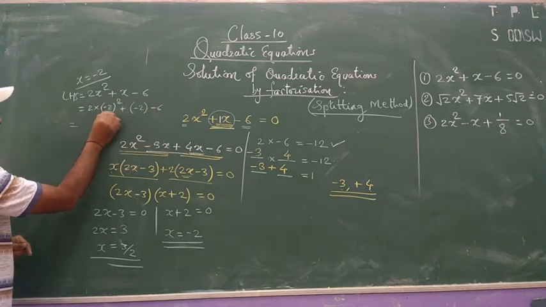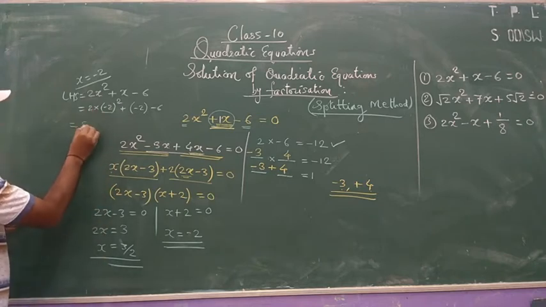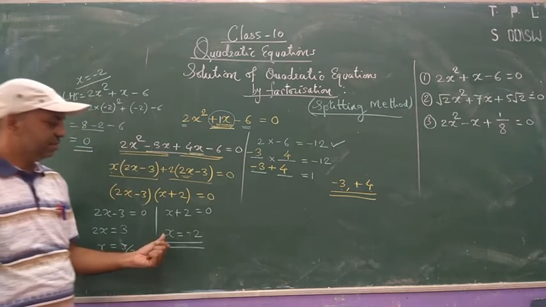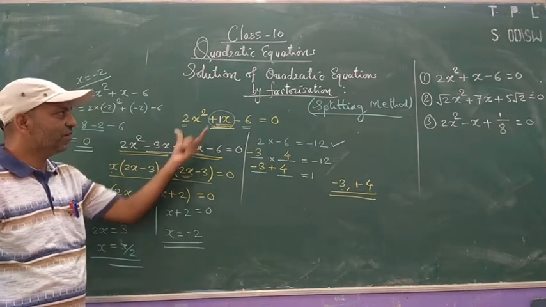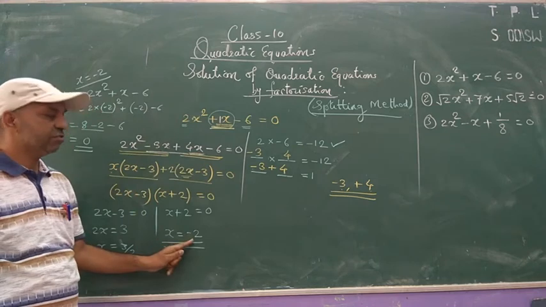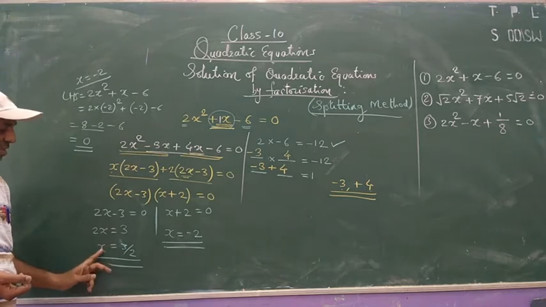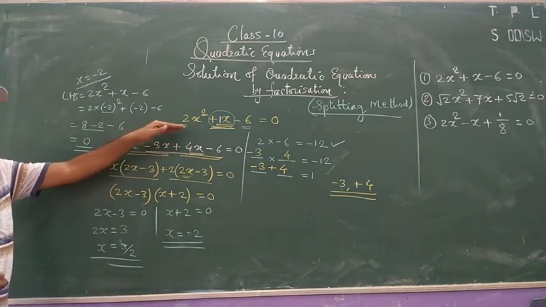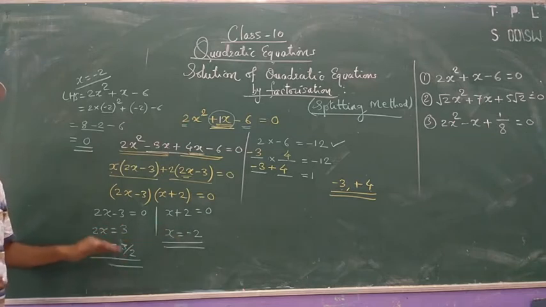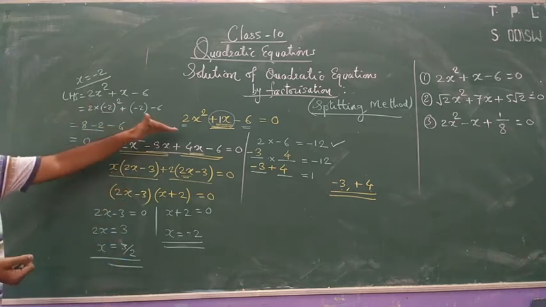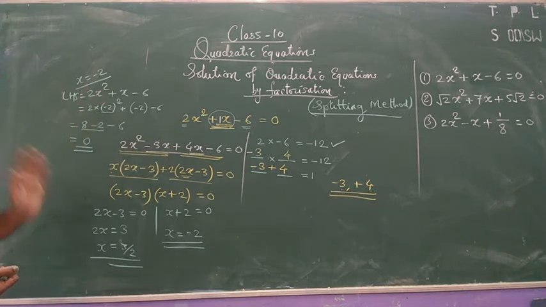So (-2) square is 4, 4 into 2 is 8, then -2 minus 6. So 8 minus 2 is 6, 6 minus 6 is 0. It means this value of x, that is -2, satisfies this equation. Means x is equal to -2 is the root of this quadratic equation. Similarly, the other is also a root of this equation. So here we get two distinct roots of this given quadratic equation. This is the method of finding the roots of a quadratic equation. So this is our first problem.